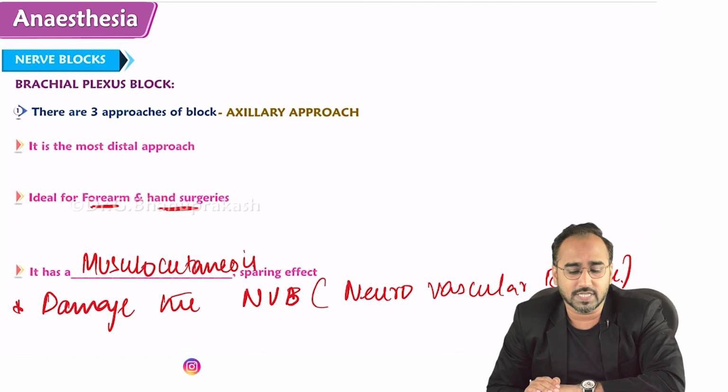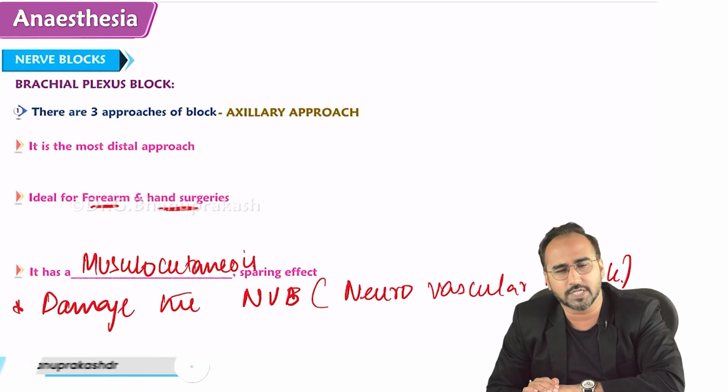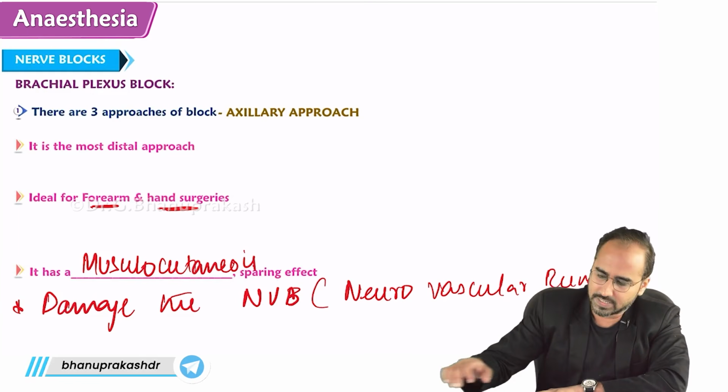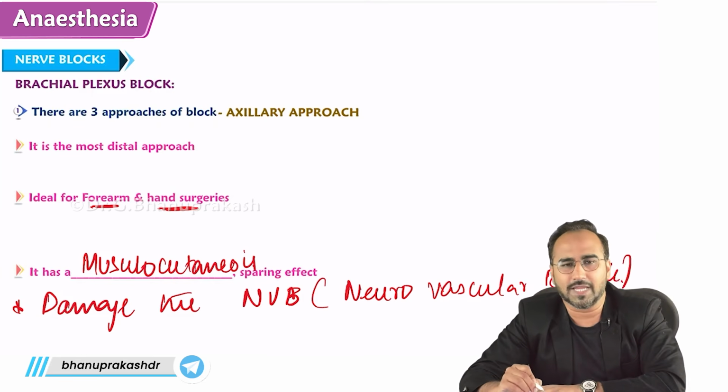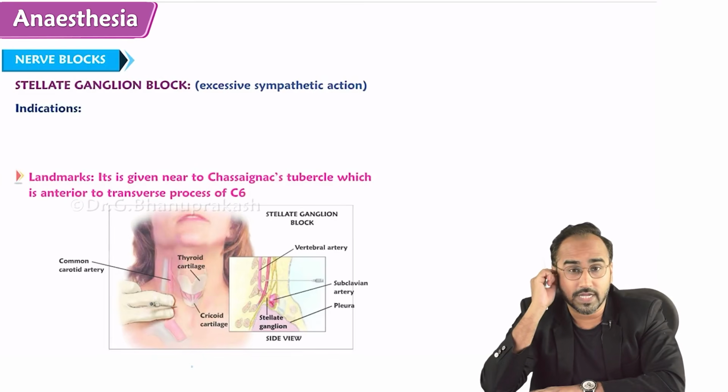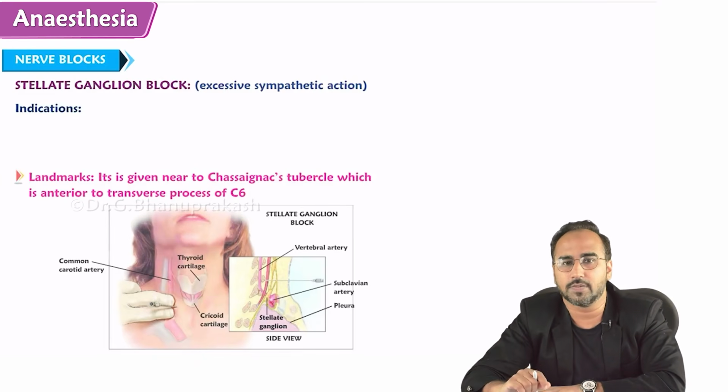But the nerve that is spared in the axillary approach is the musculocutaneous nerve. Musculocutaneous nerve. That was regarding the brachial plexus block. Okay. Next is what, guys? Next is stellate ganglion block.